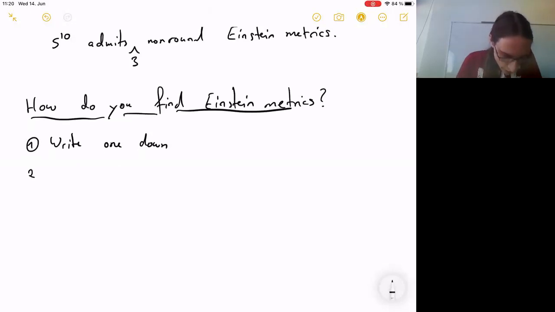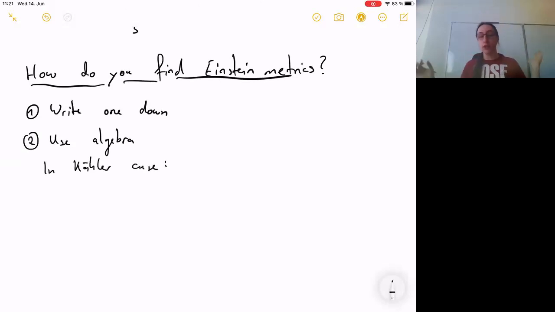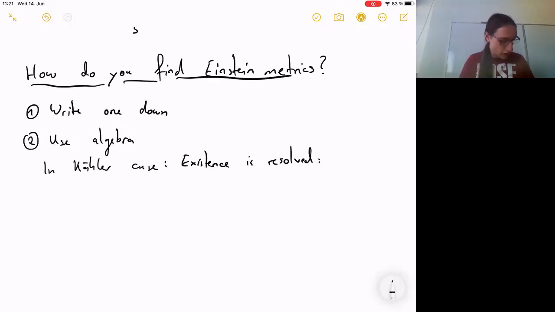So the second one, I already alluded to this, is to try to use some rigid algebraic structure to help you. So I use algebra. And this is very, very powerful. Yeah, so in the Kähler case, existence is completely resolved. So, I mean, these are very famous theorems, but we should probably still talk about it for a second.